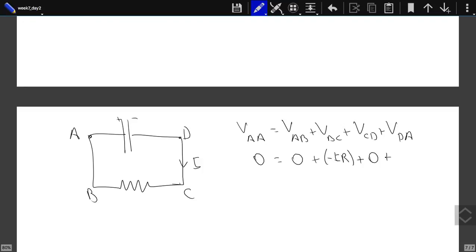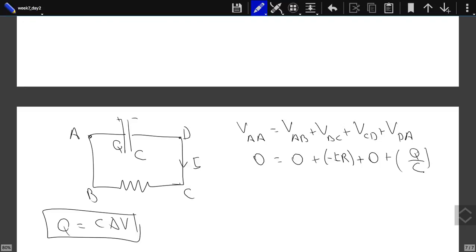Let's say the capacitor has a charge Q at this instant, and it has a capacitance, well, C. So the potential difference across the capacitor, if you remember, Q was equal to C times delta V. This is the equation for the capacitor. So the potential difference is Q over C. Is it positive or negative? That is the thing we have to pay attention to. Is it positive Q over C or negative Q over C?